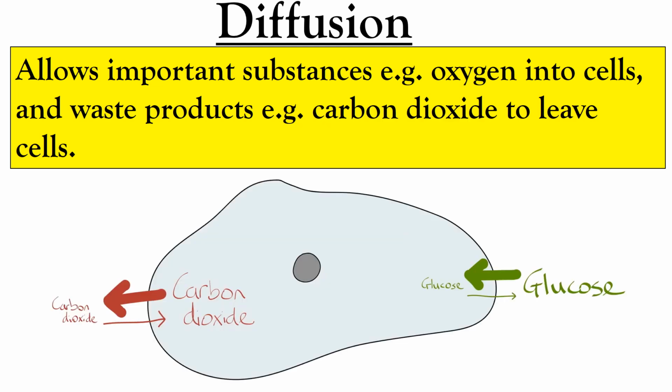Then number 3, the reason why diffusion is important in terms of biology and cells is because it allows important substances, for example oxygen and glucose, into cells, and waste products, for example carbon dioxide, to leave the cell.